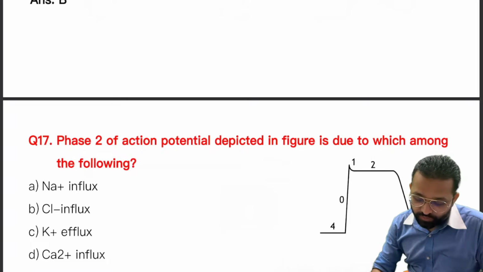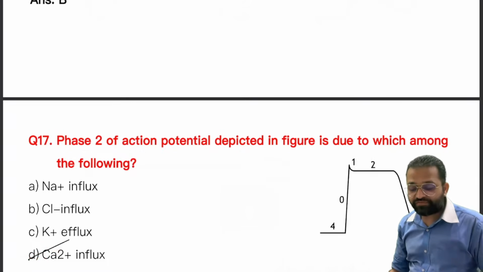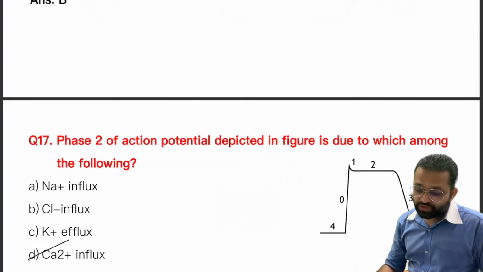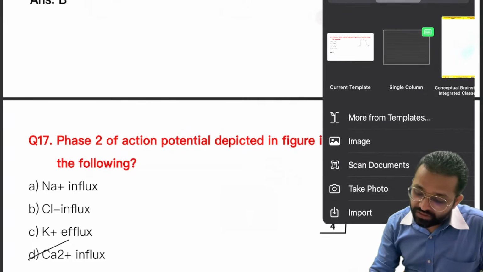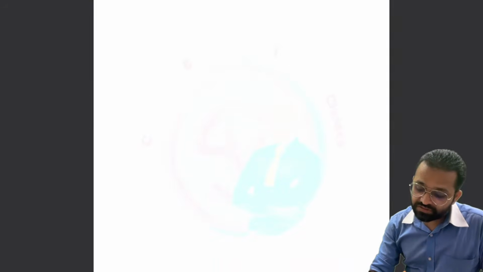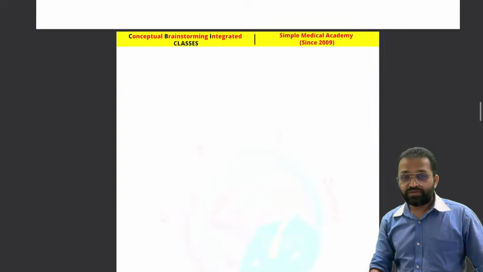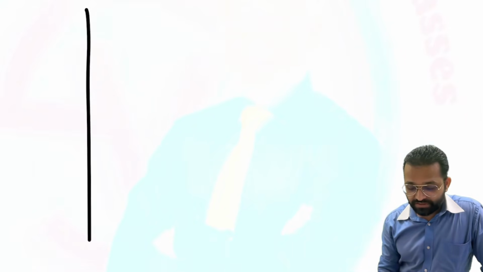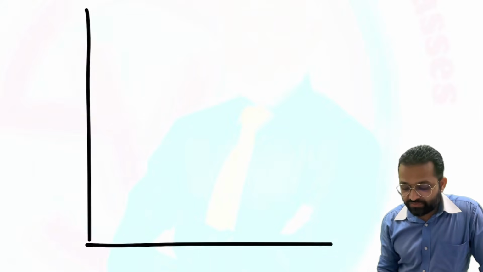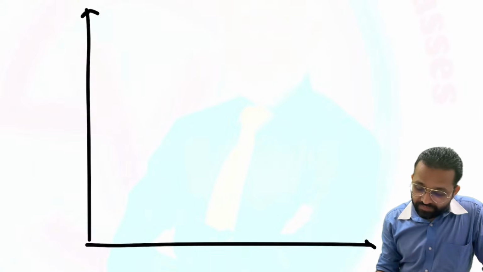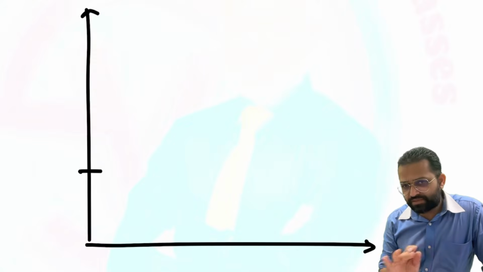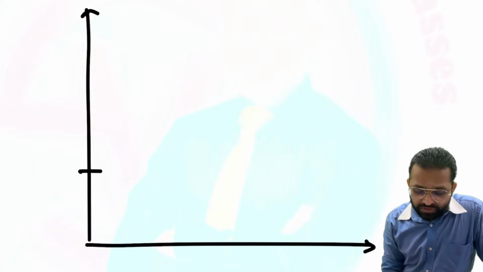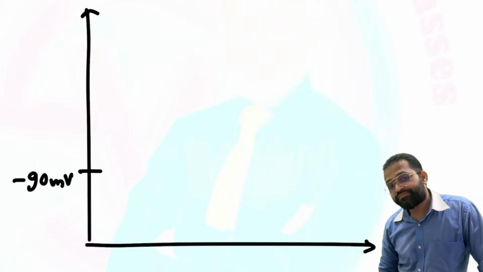Perfect. Yes, Ram Swarup, you are right. Answer is calcium influx. So I'm going to tell you about these influxes. Look here, sir. This is our axis, the X axis. Suppose horizontal is the X, vertical is the Y. So there is a resting membrane potential. Suppose it is minus 90 millivolt.